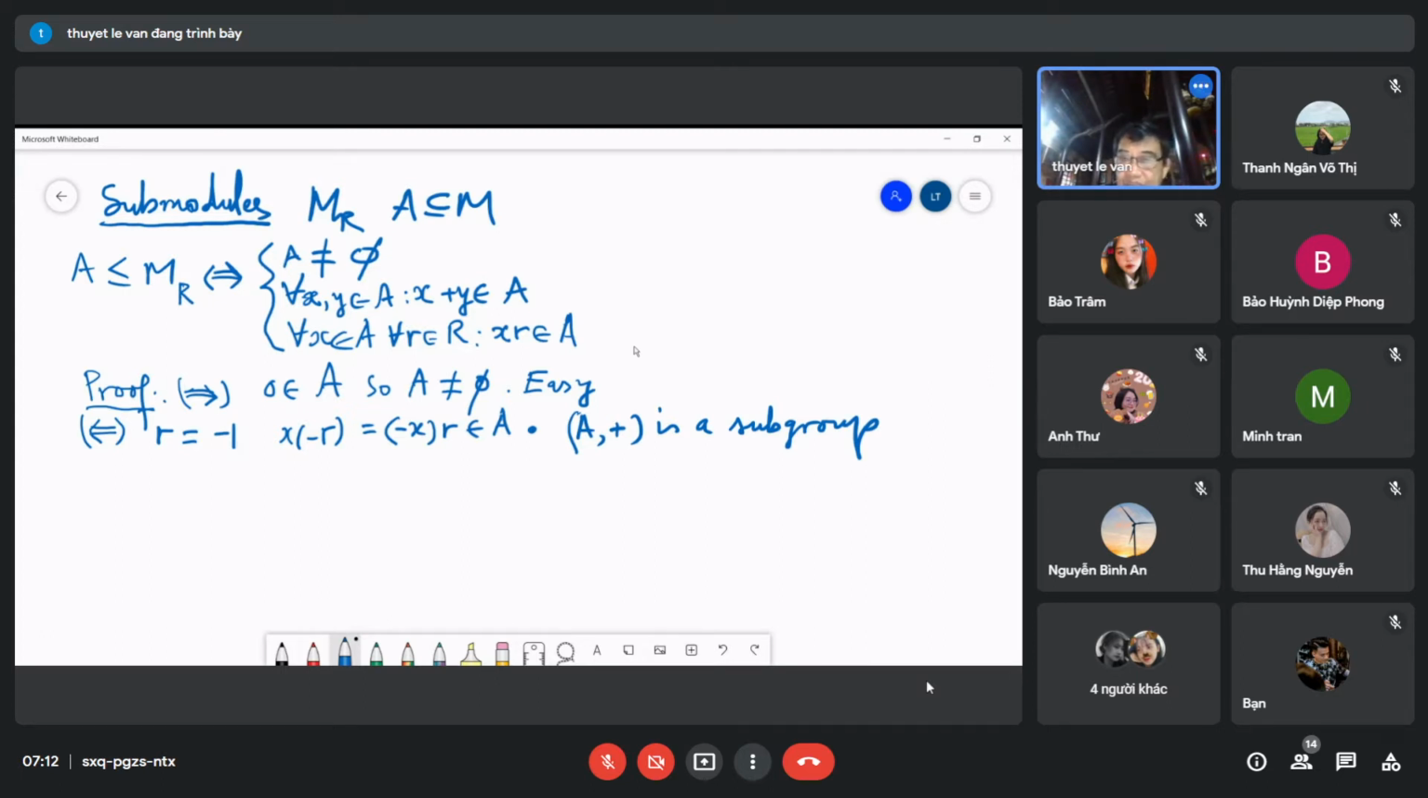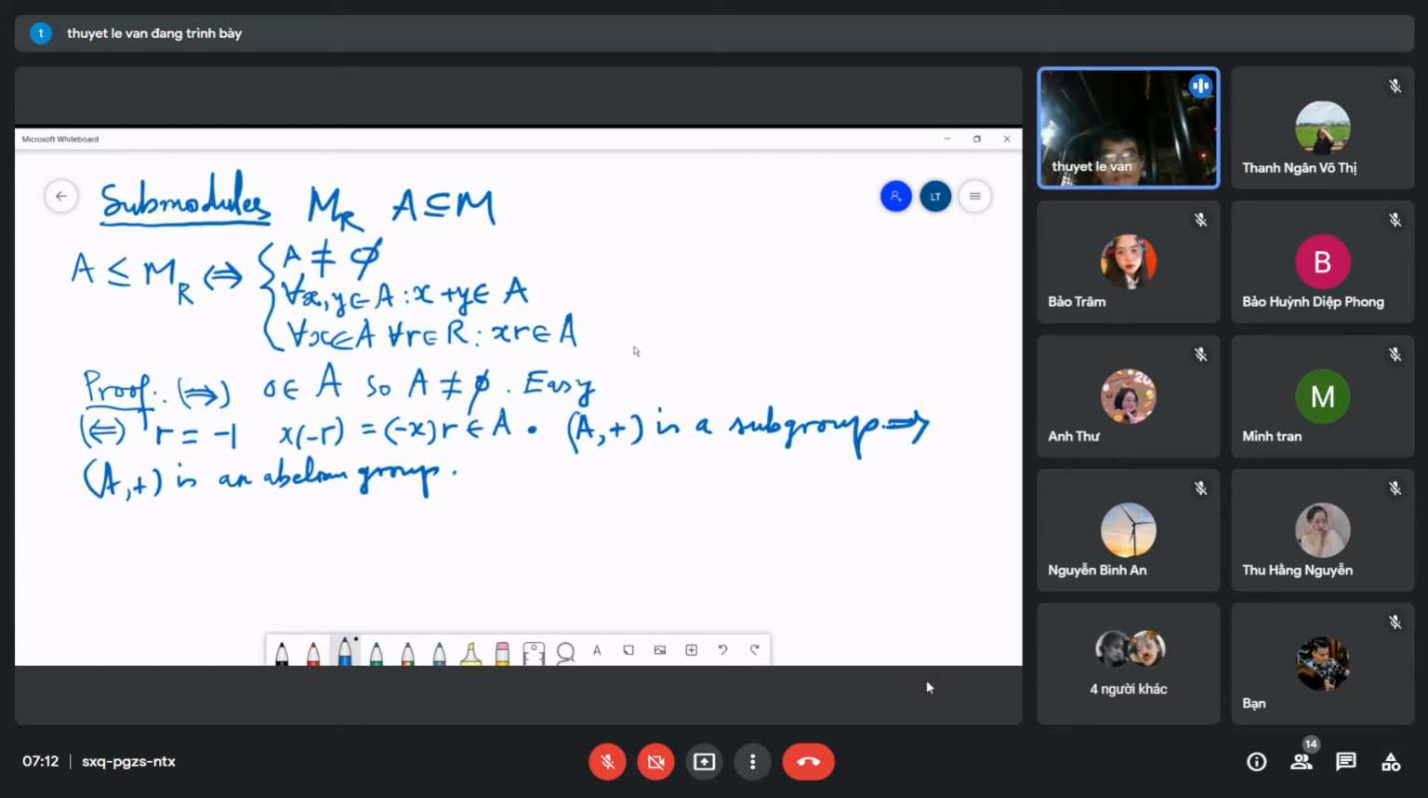In the subgroup, because M is an abelian group, we have A with plus is an abelian group. Because the commutativity of the plus is in M, it should be in A. So the subgroup will follow that A is also an abelian group.